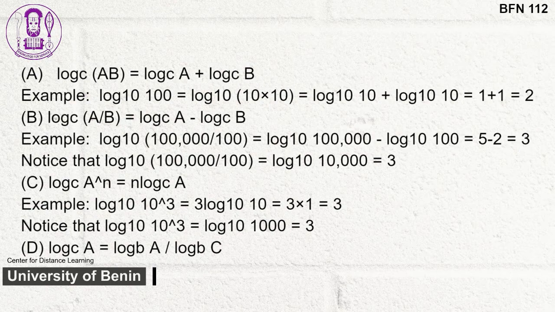C. log base c of a to the power of n equals n log base c of a. Example: log base 10 of 10 cubed equals 3 log base 10 of 10, equals 3 times 1, equals 3. Notice that log base 10 of 10 cubed equals log base 10 of 1000, equals 3. D. log base c of a equals log base b of a divided by log base b of c.